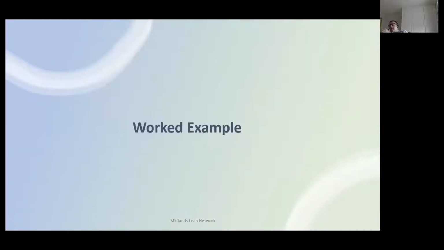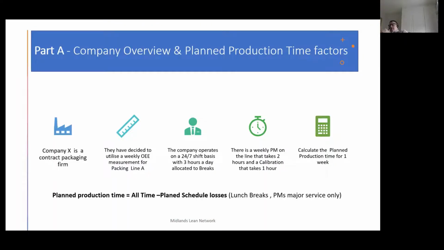I'm going to go to a worked example. I just want to take you through what it would actually look like on the ground and how we would get this. Not sure if you want to do your own calculation with a calculator or a piece of pen and paper, but just to see that we can extract the figures that we need for OEE. So Company X is a contract packaging firm, and they've decided to utilize a weekly OEE measurement for their packing line. The company operates on a 24/7 shift basis with 3 hours a day allocated for breaks. We know that there's a PM on the line that takes 2 hours a week and a calibration that takes an hour.